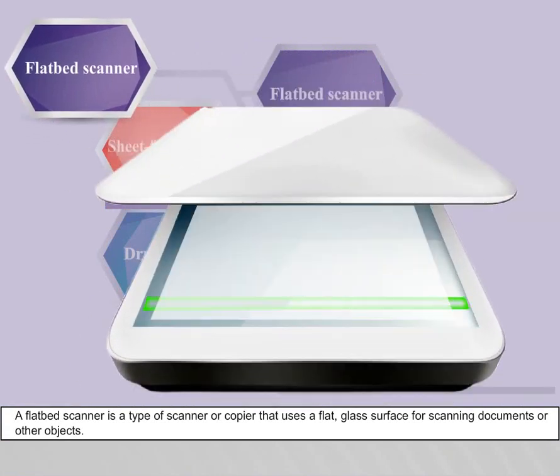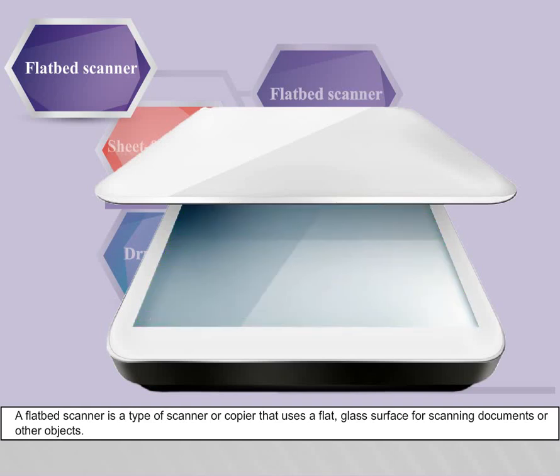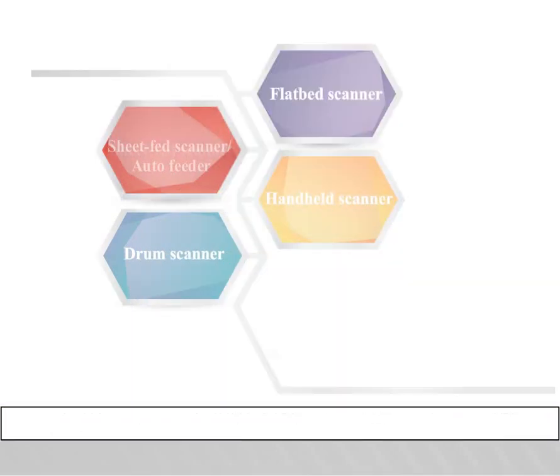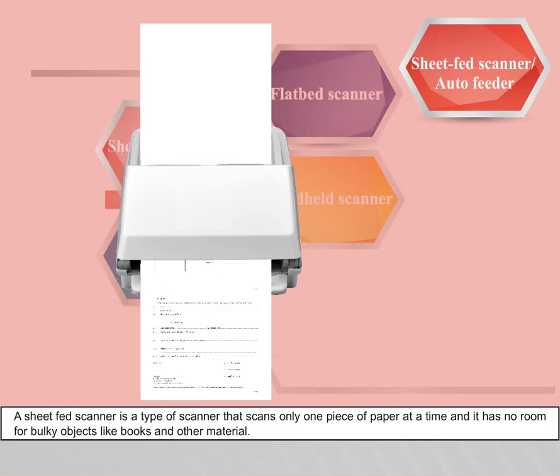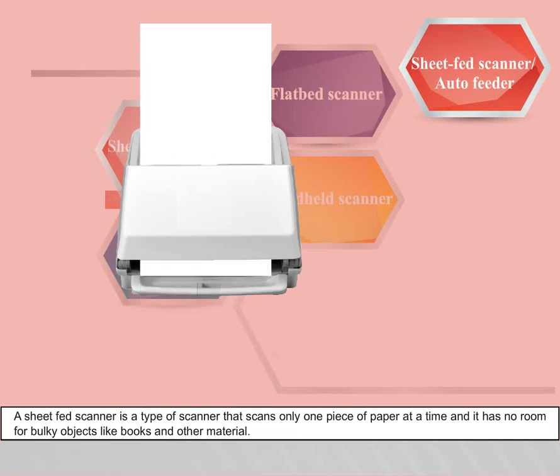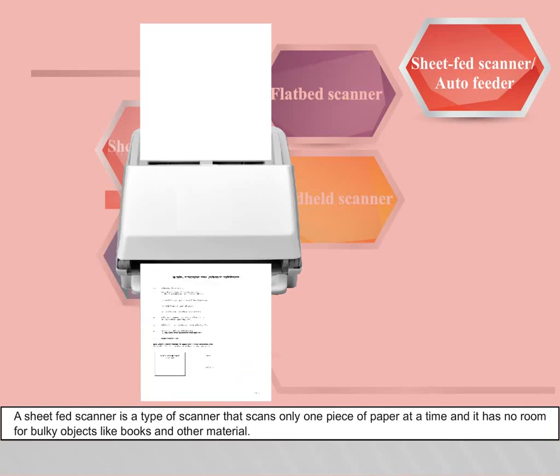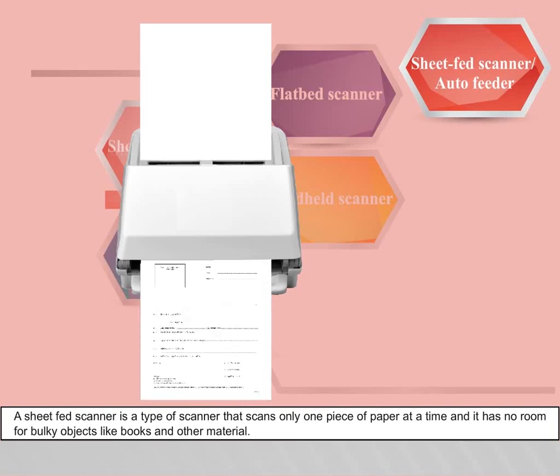Flatbed scanner. A flatbed scanner is a type of scanner or copier that uses a flat, glass surface for scanning documents or other objects. Sheet-fed scanner or autofeeder. A sheet-fed scanner is a type of scanner that scans only one piece of paper at a time, and it has no room for bulky objects like books and other material.